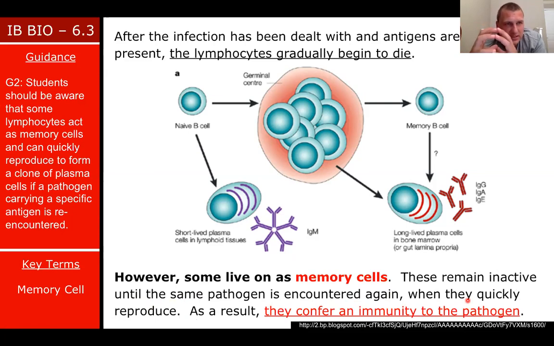So that's why they're called memory. It remembers: this is it. They stay in your body, inactive, but as soon as this same pathogen comes in, they quickly reproduce. As a result, they confer immunity to the pathogen and kill it so fast that you technically never feel sick from that same pathogen twice in your life, because you have these memory cells that your immune system kept for years and years, throughout your lifetime.